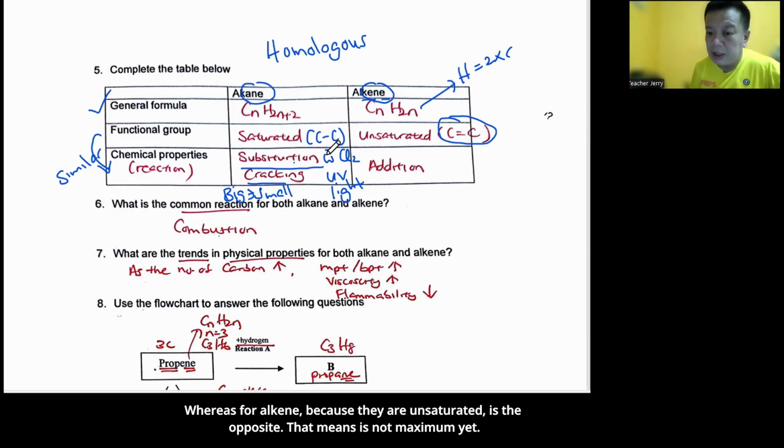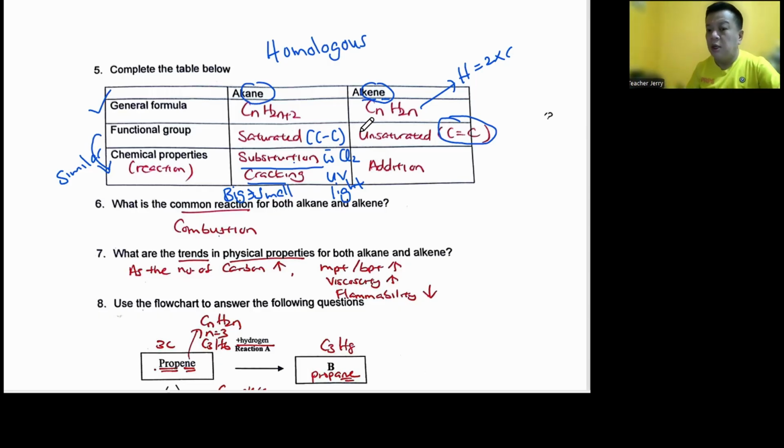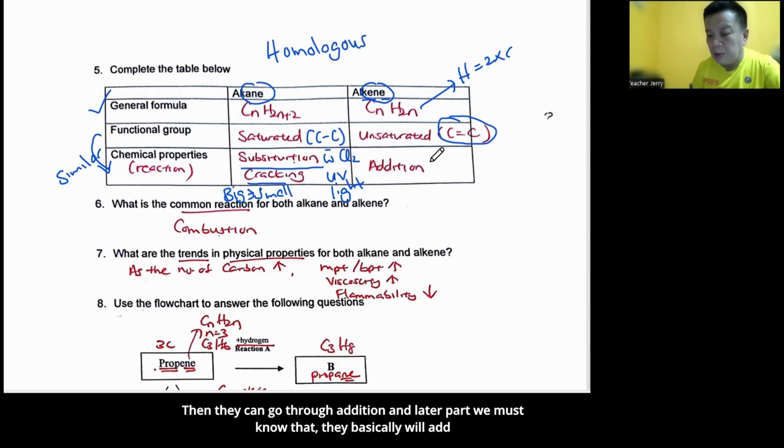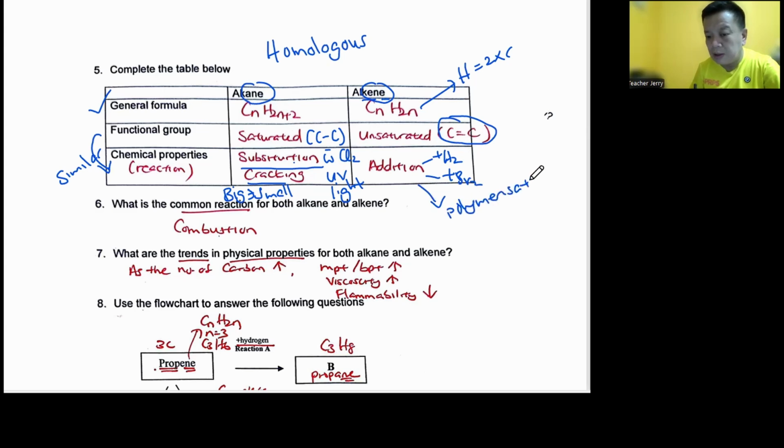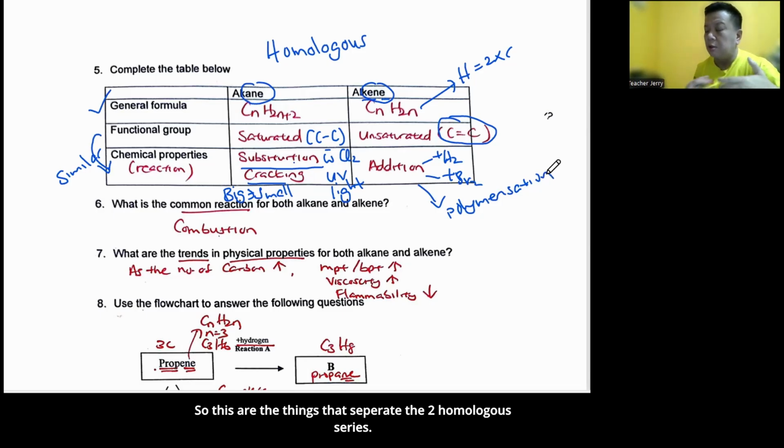Whereas for alkene, because they're unsaturated, it's the opposite. That means not maximum yet. Then they can go through addition. And in a later part, you must know that they basically will add these three things, mainly hydrogen, bromine, and even add themselves. We call it polymerization, to form plastics. All right, so these are the things that separate the two homologous series.